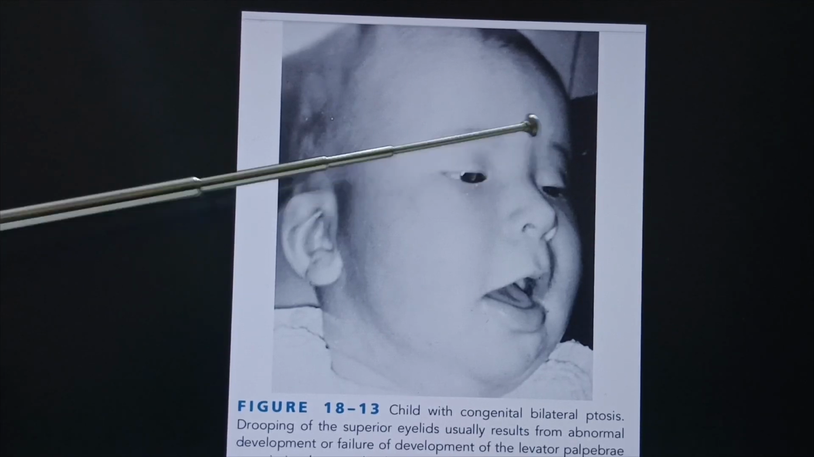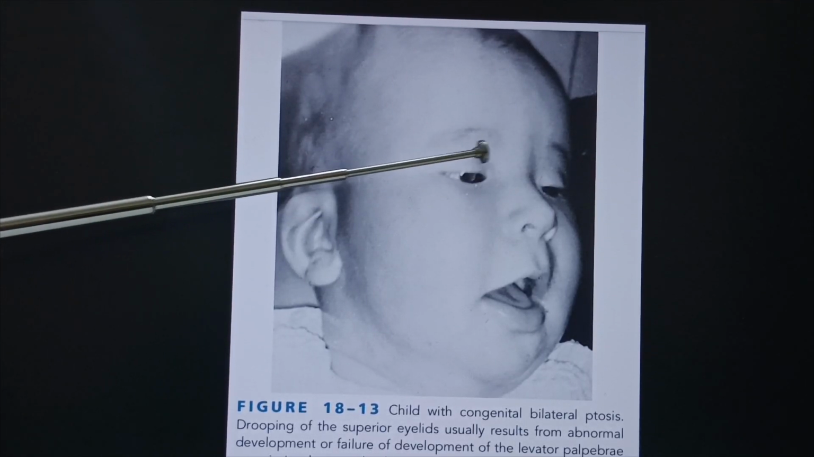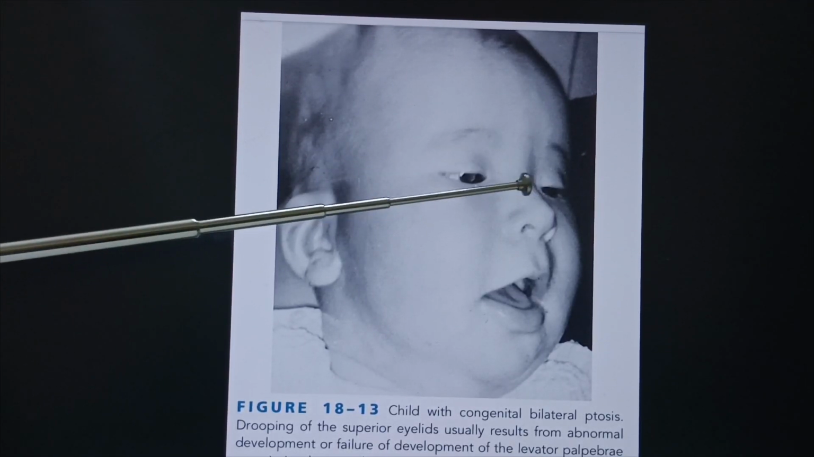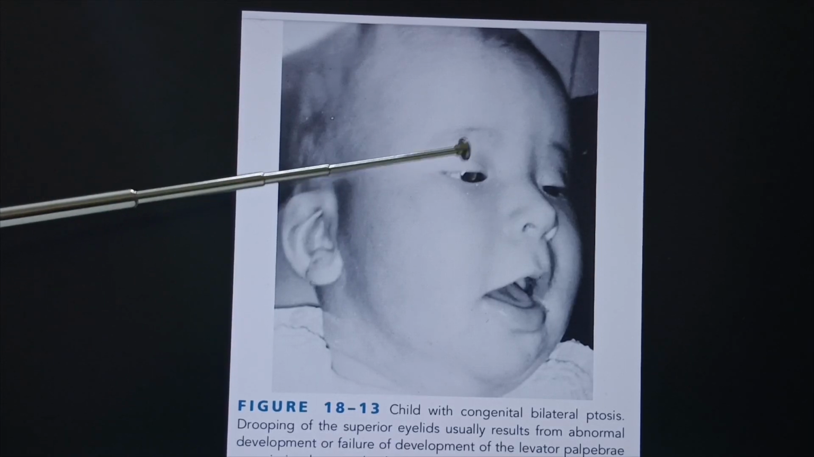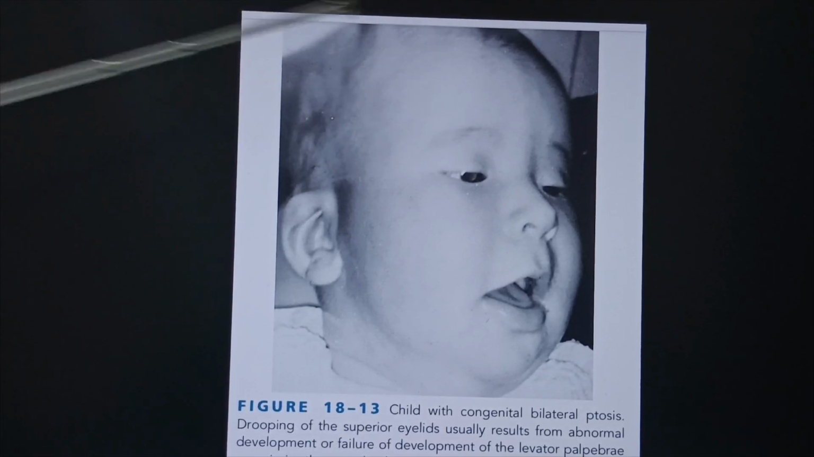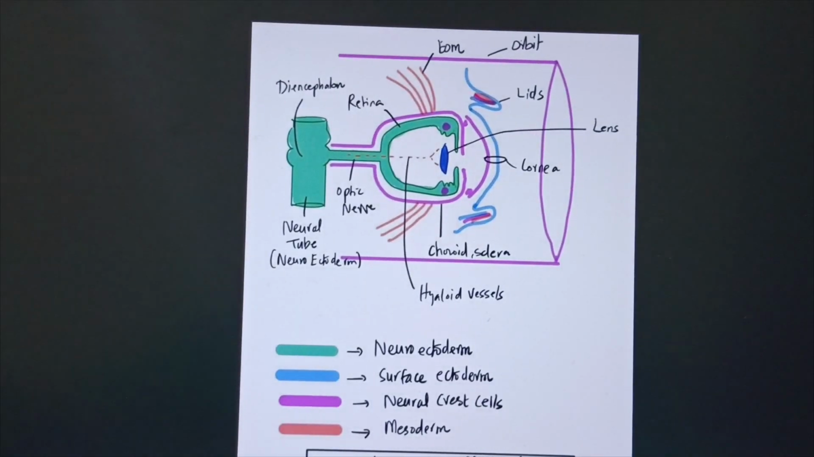You can see the superior eyelids are drooping due to the failure of the development of the levator palpebrae superioris muscle that is supposed to cause the elevation of the eyelids, right? Okay, this is the basic picture.